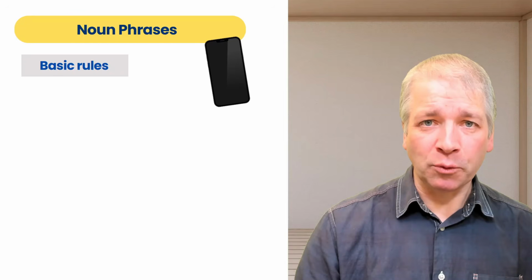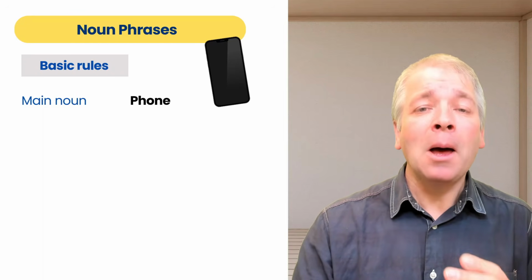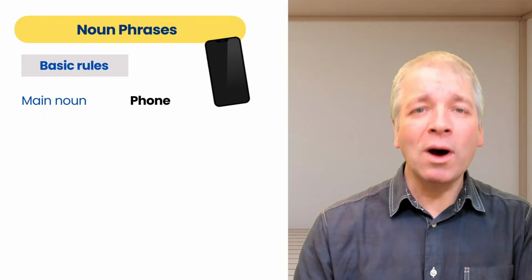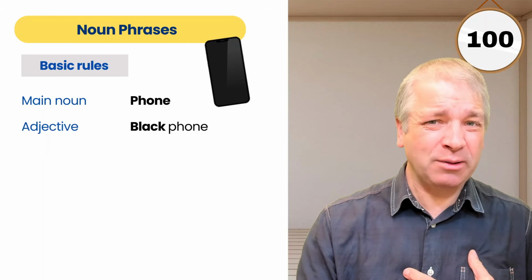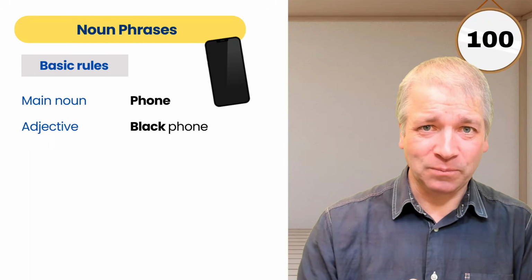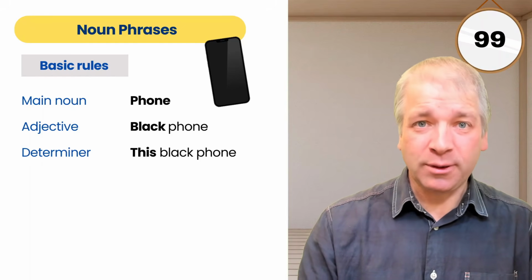And the basic rules. We always start with one word. For example, phone. But we can add more words to this noun to give extra information. For example, it's not just a phone, but a black phone. This tells us the colour. This is an adjective.